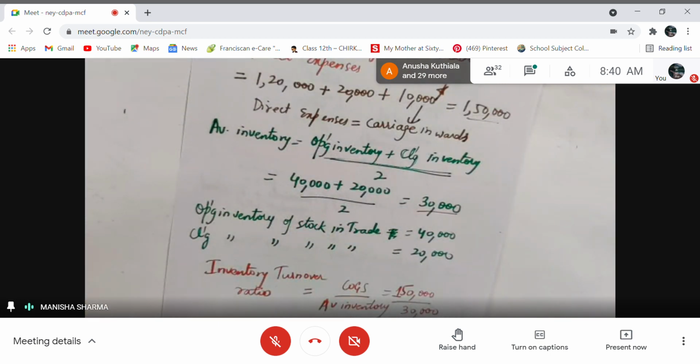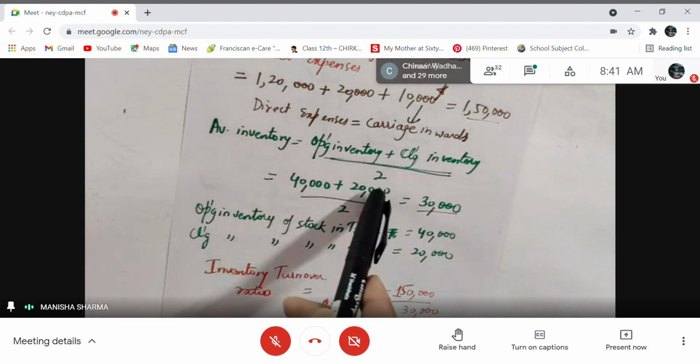So if you go down and see in the notes to accounts, opening inventory and closing inventory of stock in trade is given to you, right? 40,000 and 20,000. If you see in the notes to accounts, you can get from there that opening inventory of stock is 40,000 and closing inventory is 20,000, directly given in the notes to accounts, right?